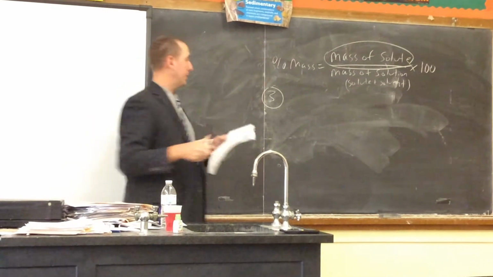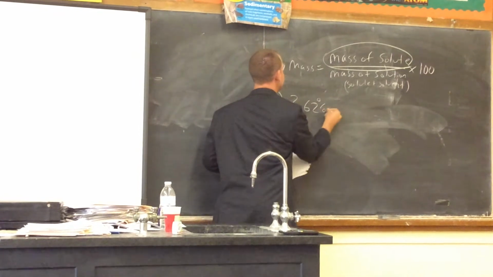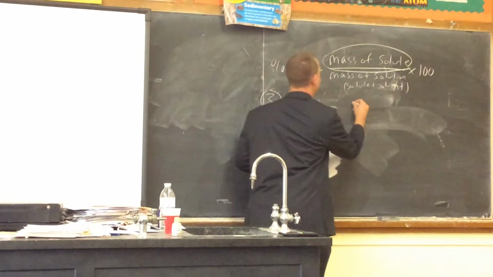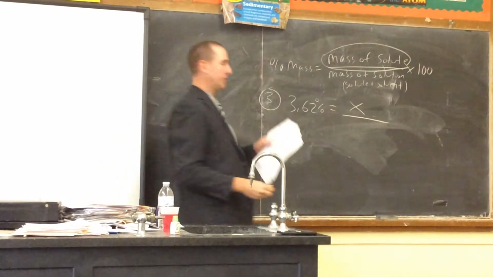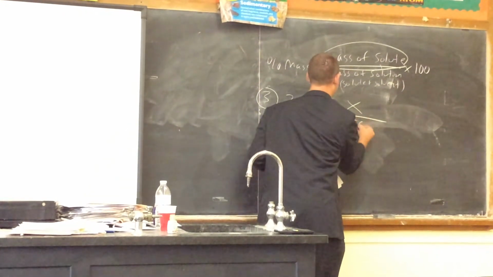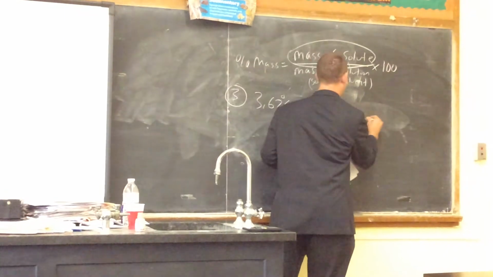So let's set it up. They give us our percent by mass, which is 3.62%, equals, okay, we're solving for mass of solute, and they give us 1,500 grams of a bleach solution. So 1,500 grams is our mass of solution. And don't forget times 100.